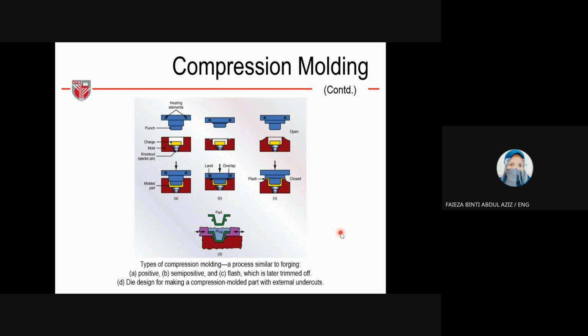Okay. This is just to show it to you. Part A is positive, B is semi-positive, and C is the one that has flash, and we have to trim the flash later.